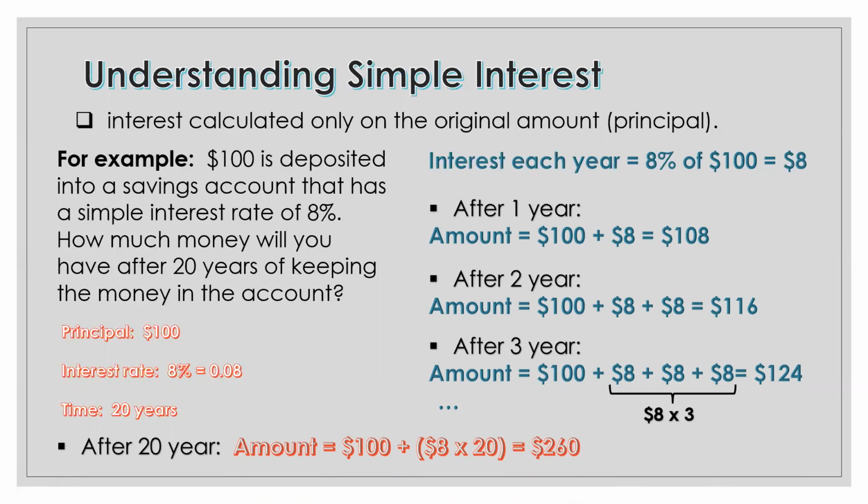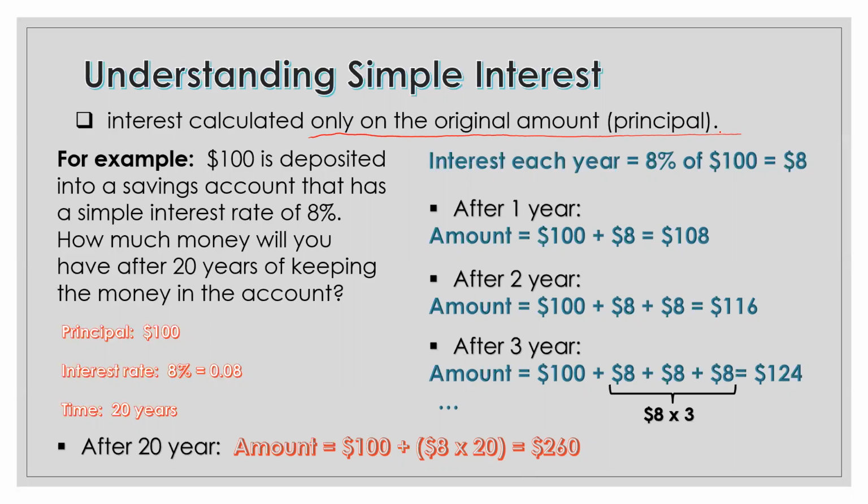And if we do this for 20 years, then the amount of money that you have in your account with an 8% simple interest is $260. Okay, $260. That's not a lot, right? And that is what we call simple interest. The interest is being calculated based only on the original amount.